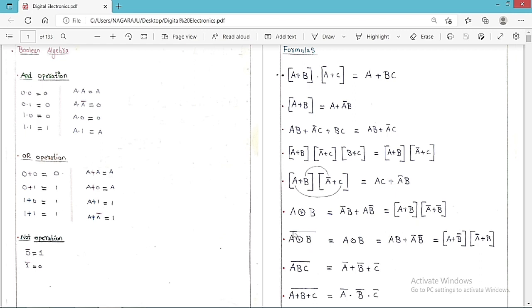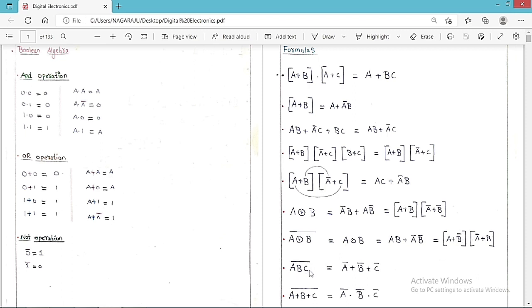Similarly, the complement of A XOR B is called A XNOR B, or simply we can write it as AB + A bar B bar. AB + A bar B bar is equal to, you can write like this, (A + B bar) into (A bar + B). So you have to multiply these two things: A into B plus A bar into B bar.